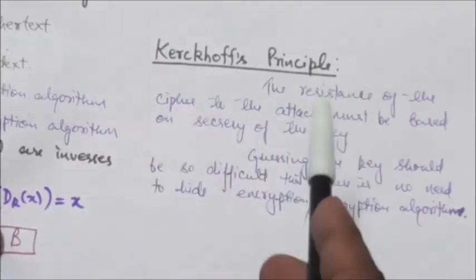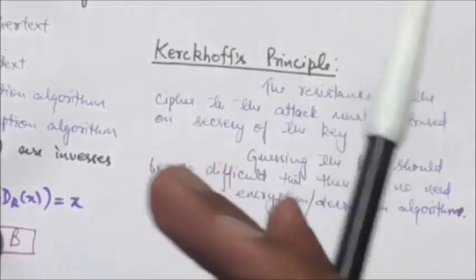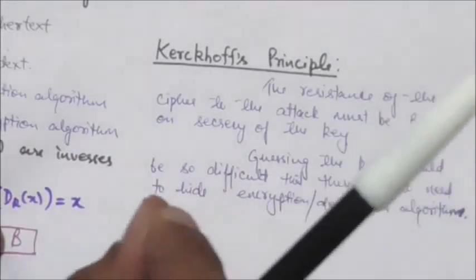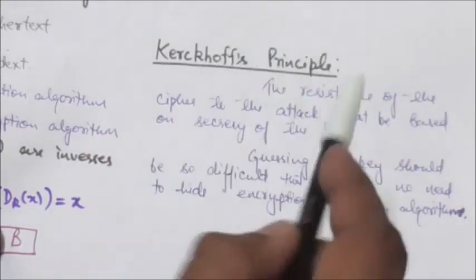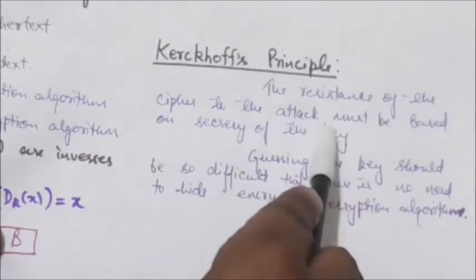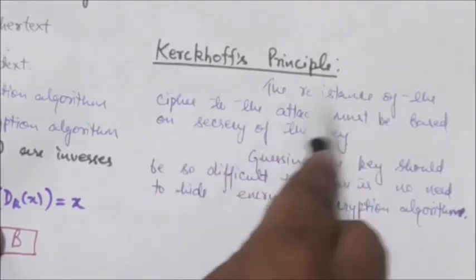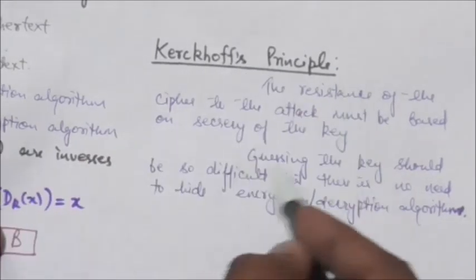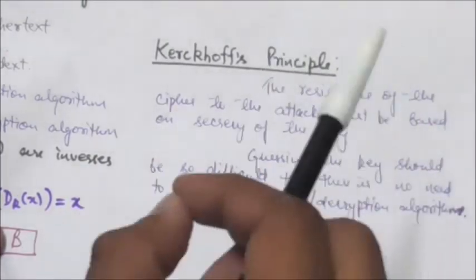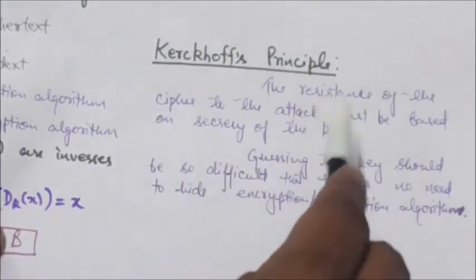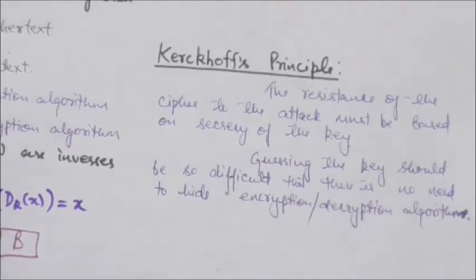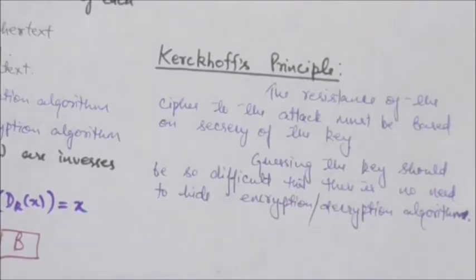So Kerckhoffs's principle says that one should always assume that the adversary or attacker knows the encryption and decryption algorithm. So the resistance of the cipher to attack must be based on the secrecy of the key. In other words, guessing the key should be so difficult that there is no need to hide the encryption and decryption algorithm. We will study the encryption and decryption algorithms in detail later in other tutorials.